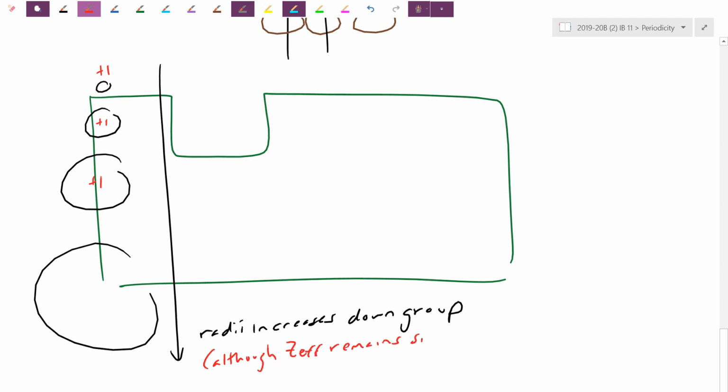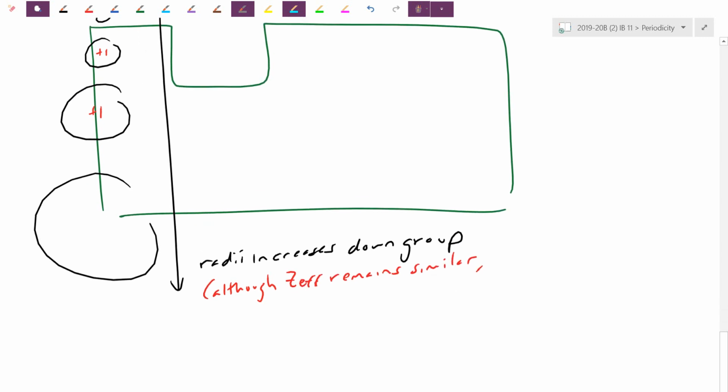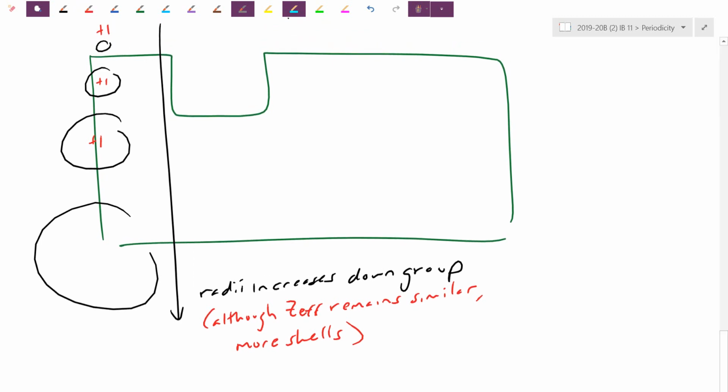remains similar, let's just backtrack and look at the Bohr model. As you go down a row, the period number tells you your energy shell. Going down one row means you have another shell. Although Z effective remains similar, we have more shells. And more shells means larger. And that is your explanation. Not, oh, I just memorized the bottom is big. Okay? So that one is good for an explanation going up and down.